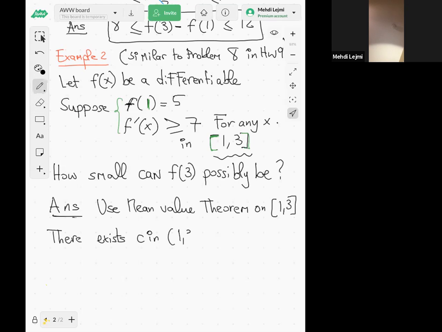1, 3 says that f prime of C is equal to f of 3.